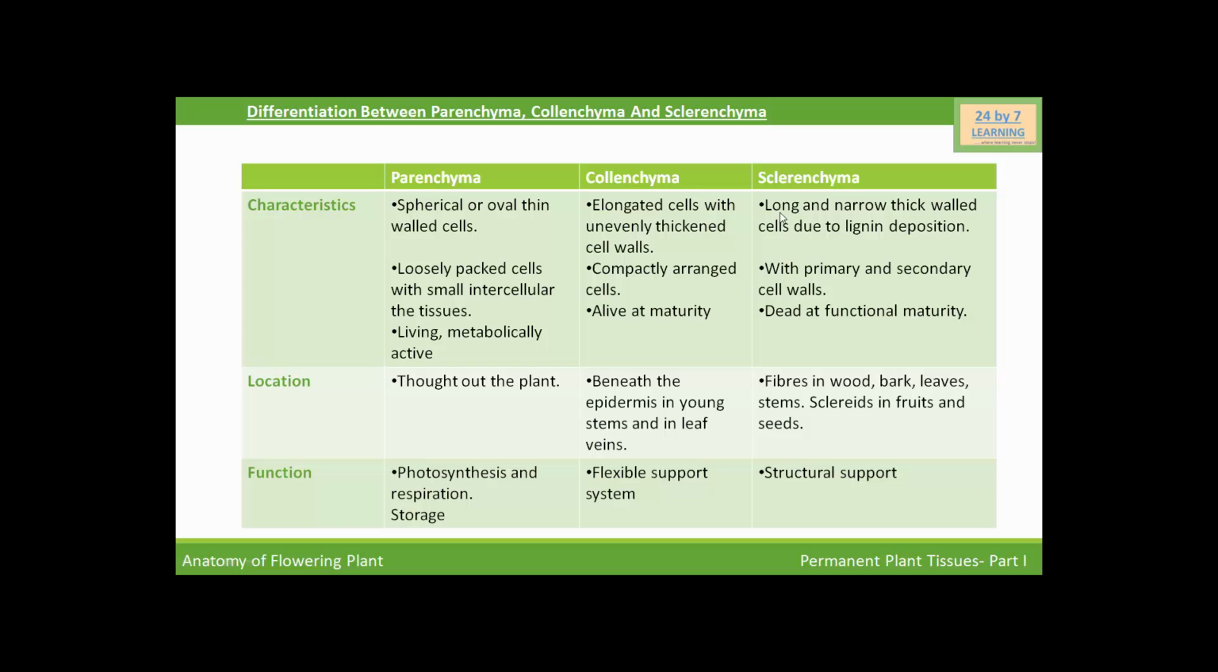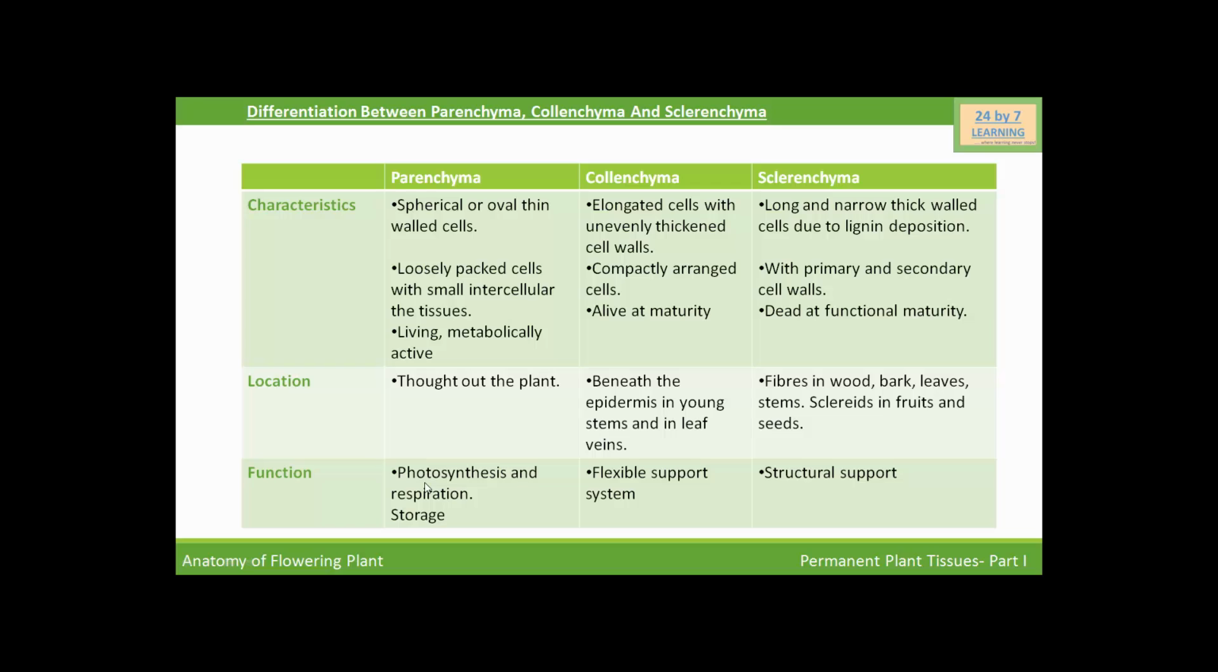As you know, sclerenchyma cells are long and narrow and possess thick cell walls due to the deposition of lignin. Sclerenchyma cells possess primary and secondary cell walls, and become dead at functional maturity. As I told you previously, parenchymatous cells are found throughout the body of the plant, but sclerenchymatous cells are found beneath the epidermis, in young stems and in leaf veins. Sclerenchymatous tissue is found in fibers of wood, bark, leaves and stems. Sclereids are found in fruits and seeds.